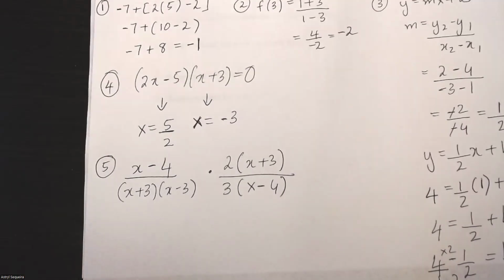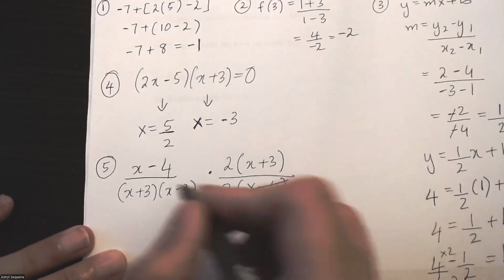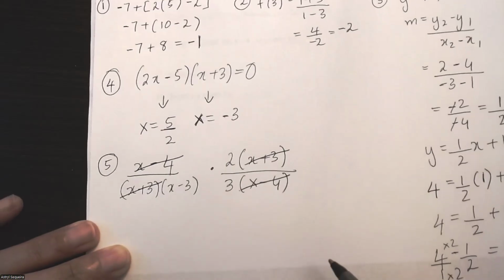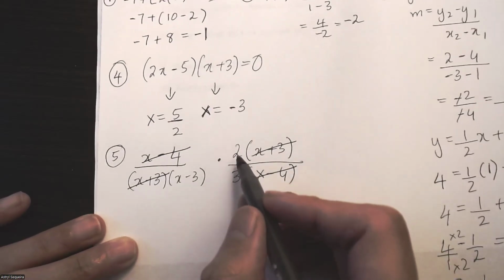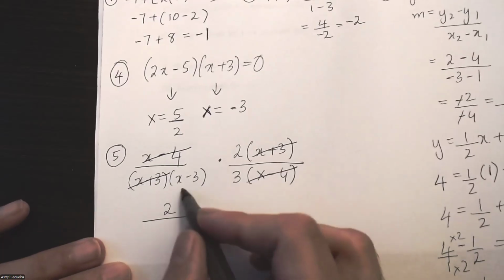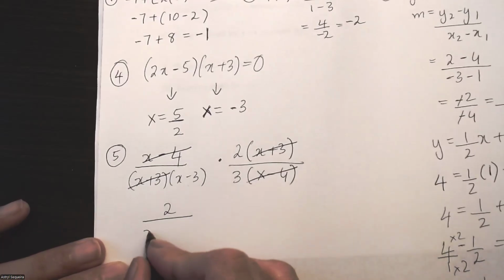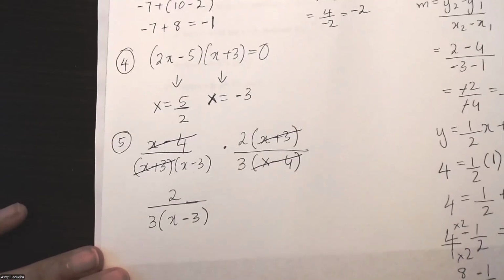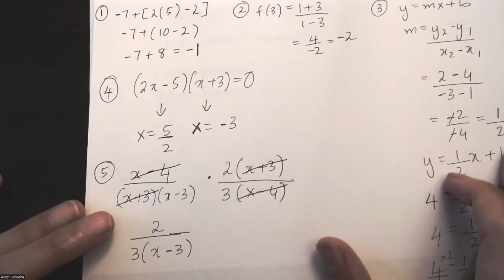Next, we can just cancel out anything from the top and bottom that's completely identical. So x minus 4, x minus 4, x plus 3, x plus 3. On the top, all I have left is a 2. And on the bottom, I have x minus 3 times 3. You always want to write the constant first and then the factor later. That is my solution for question number 5.